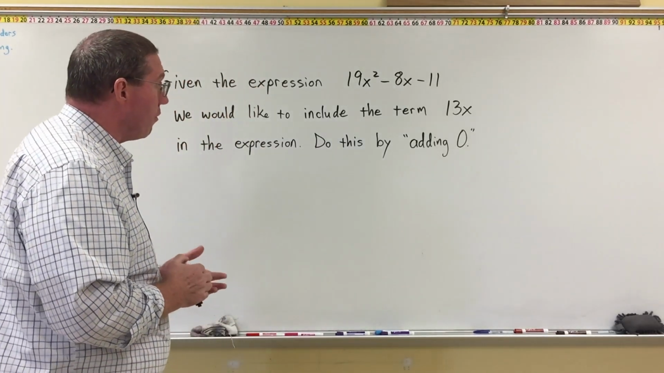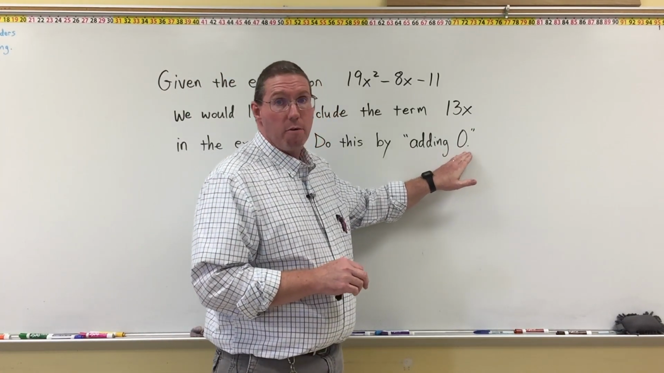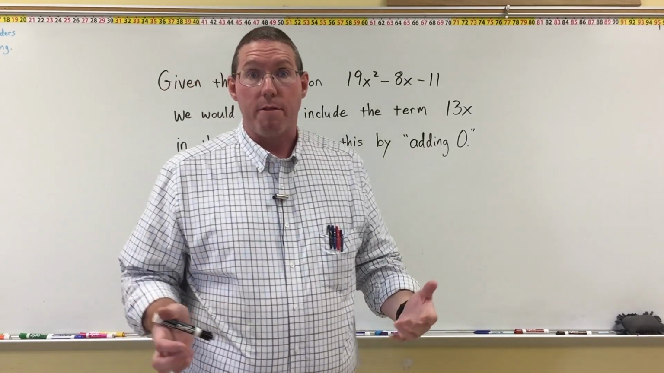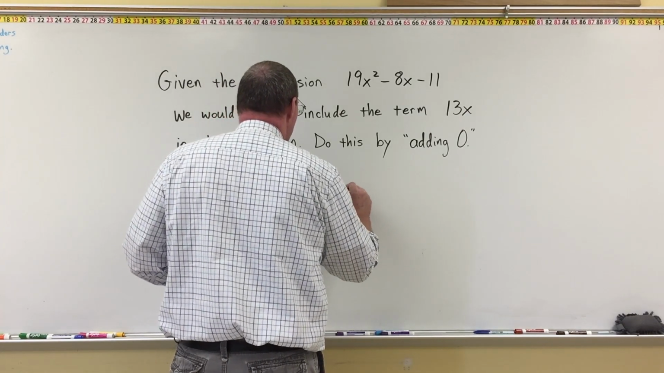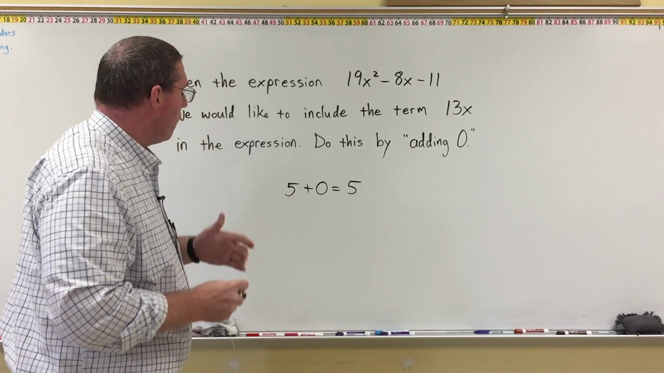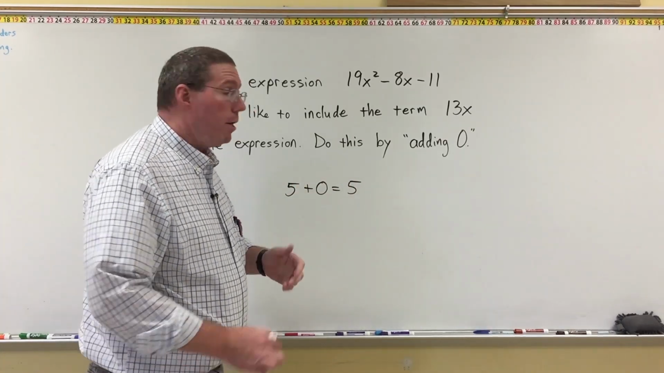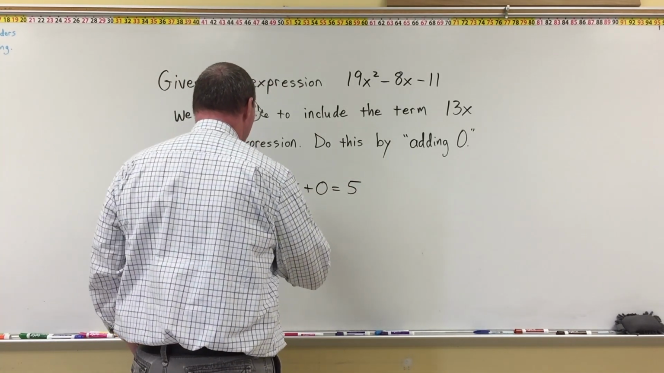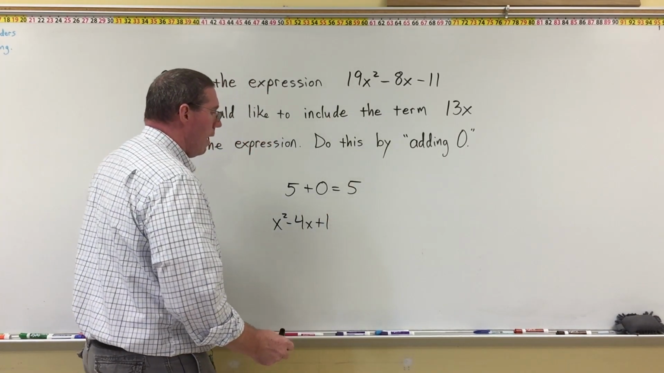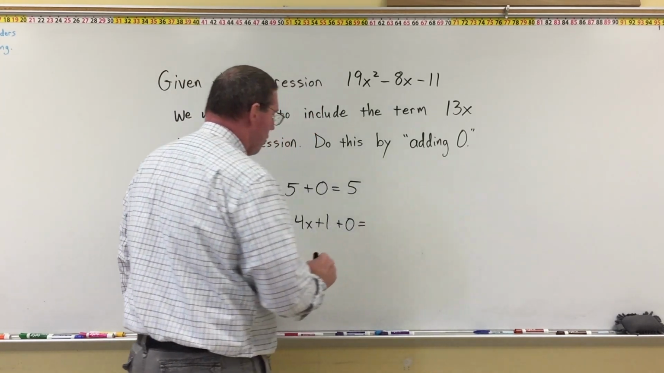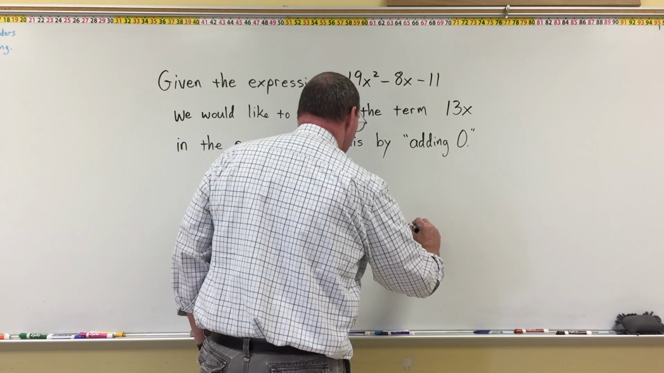Now, there's a very clever truth in math where basically if you add 0 to anything, it remains unchanged. So for example, we know that 5 plus 0 equals 5, okay? And so if we were to add 0 to 5 or any number, we would get the same number. But it's the same for any kind of mathematical expression. If I had x squared minus 4x plus 1, and if I were to add 0 to that expression, it would be equal to the same thing, x squared minus 4x plus 1.